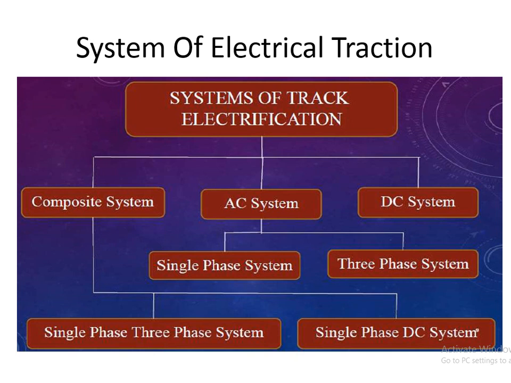So we'll see the types of electrical traction system. As per supply requirement or supply provision, there is an AC system, a DC system, as well as the composite system, or we can say the dual system. In the AC system, as per availability of the supply, there is a classification: single phase and three phase system. And in the composite system, the single phase, three phase system and single phase DC system are available.